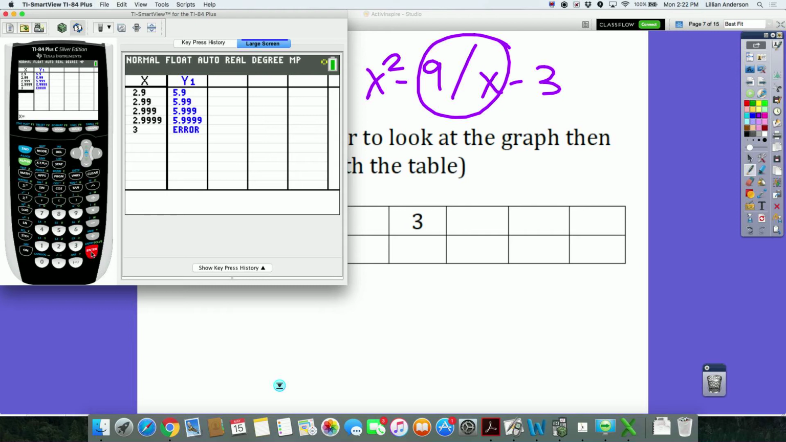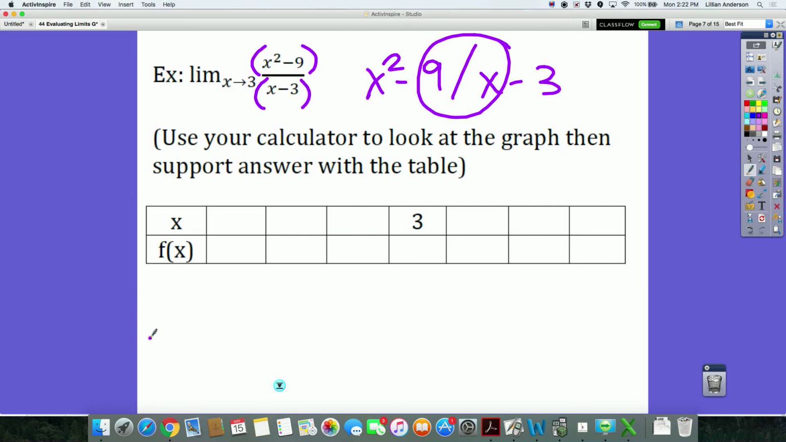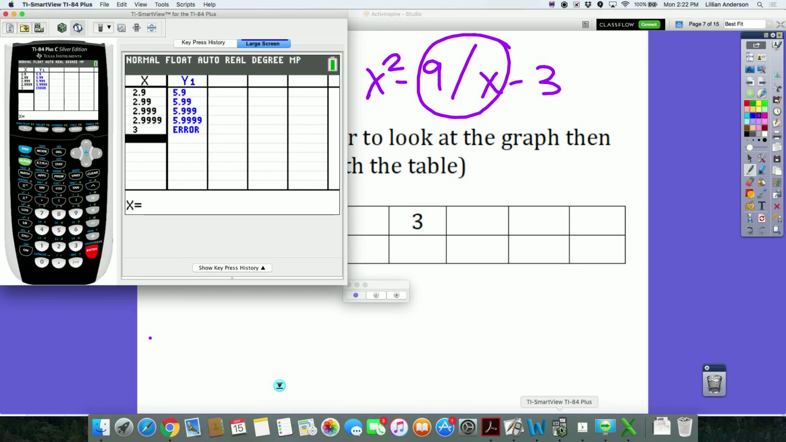Now when I actually type in 3, yes, you get an error message. The reason why is because since this is a fraction, if I plug 3 into the denominator, what do you get? 0. And can you have 0 in the denominator of any fraction? True, but we'll talk about that on Wednesday. So you're going to get an error message there. But it's still approaching 6. Did you do 3.001 and 3.01 and 3.1? Yep. And you'll see coming from the left side or the right side it is approaching 6.